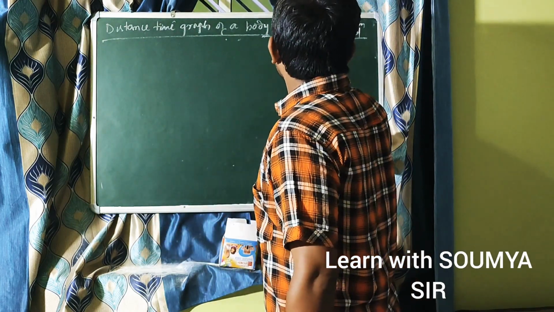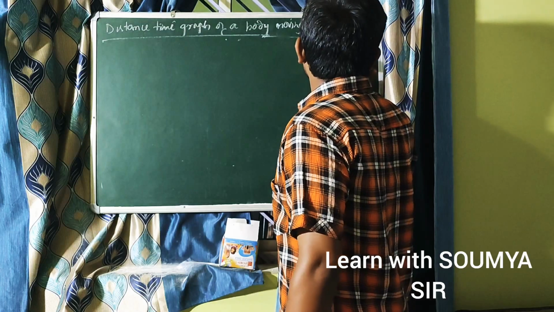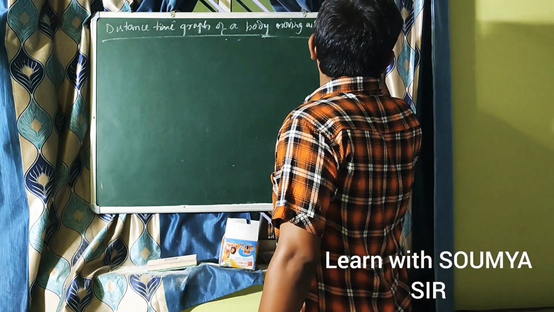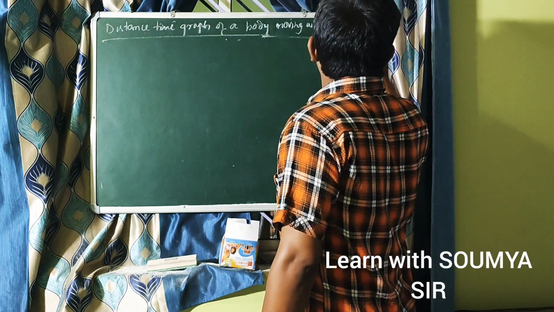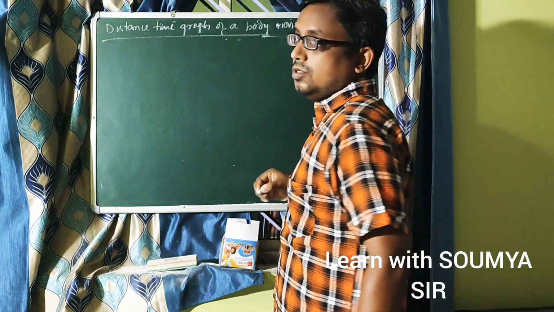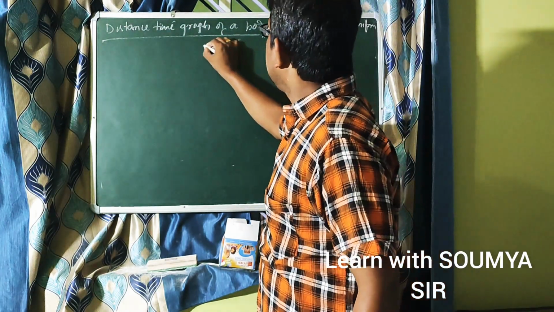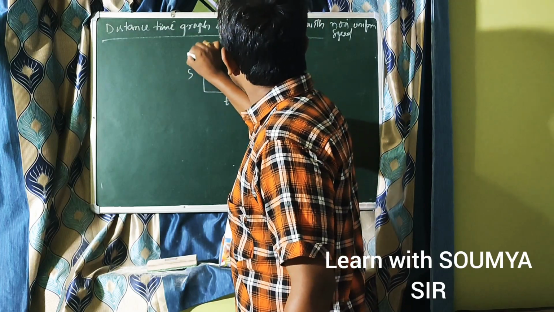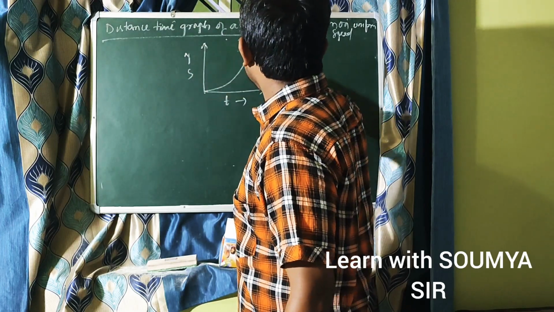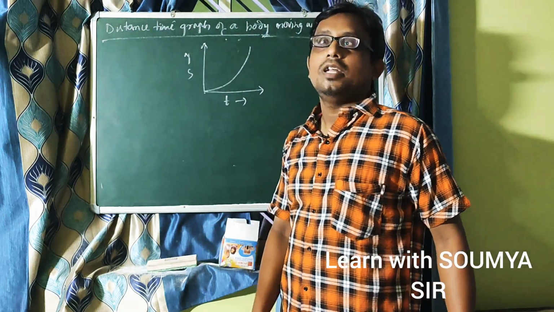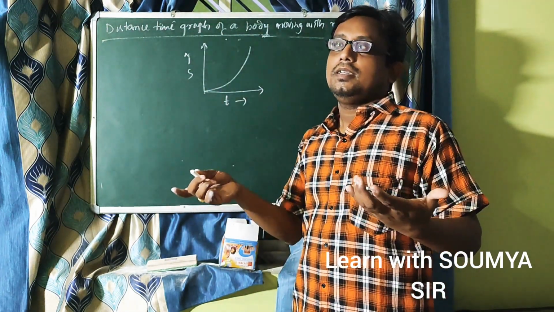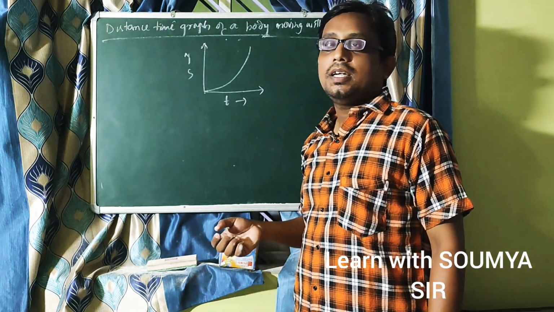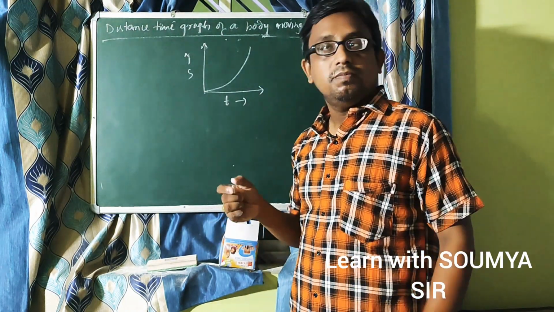Next we'll see the distance time graph of a body moving with non-uniform speed, or non-uniform motion. You will just draw. This is the time, this is the distance. Any type of graph you draw, a curved line or a zigzag line, that will show the distance time graph of a body moving with non-uniform speed.